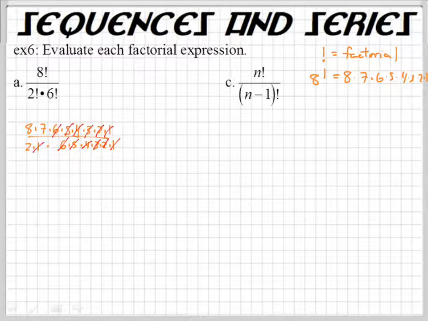Yeah, this 1 doesn't really do anything. I mean, I'm just going to leave them there, though. But what about this 8 and this 2? The 2 becomes a 1, and the 8 becomes a 4. You guys remember simplifying fractions. So your answer is 28.